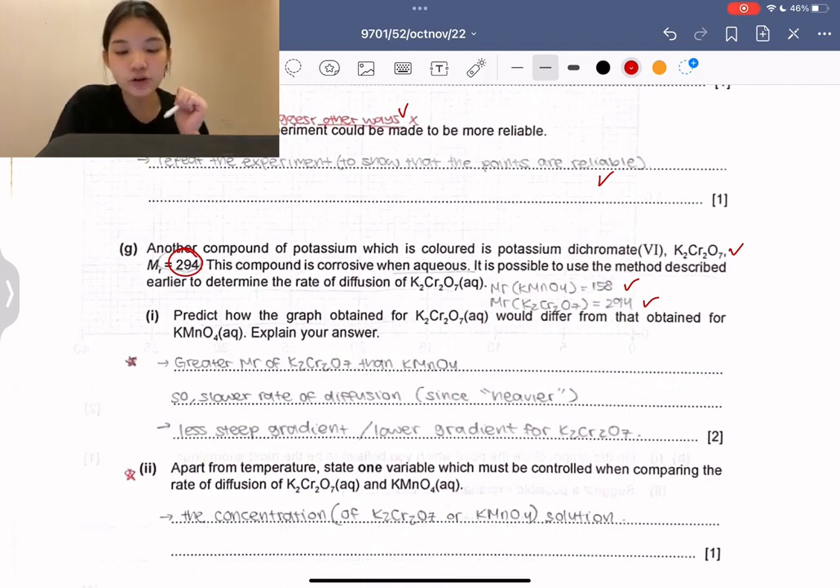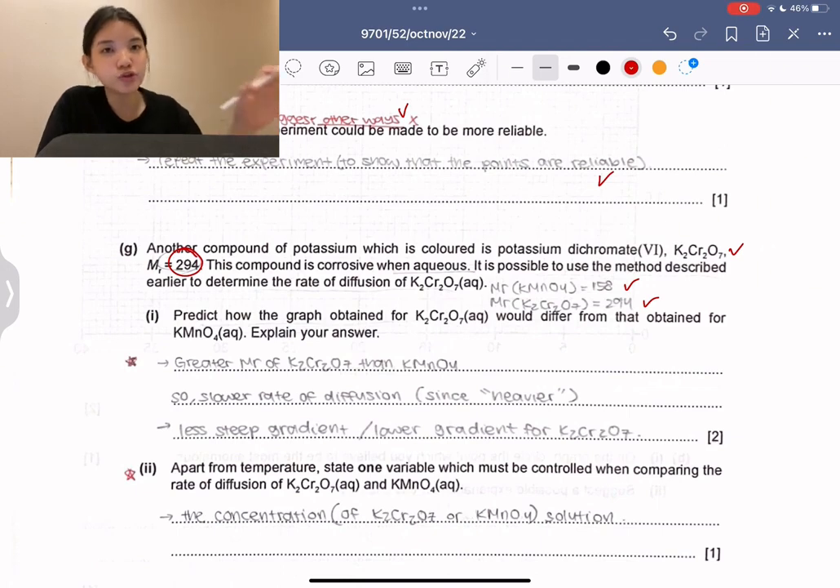I. Predict how the graph obtained for K2Cr2O7 would differ from that obtained for KMnO4. So, because K2Cr2O7 has a higher MR than KMnO4, it has a slower rate of diffusion because technically you could say higher mass, it's heavier to move, heavier to diffuse. Slower, so you could say slower rate of diffusion. So there is a less steep gradient.